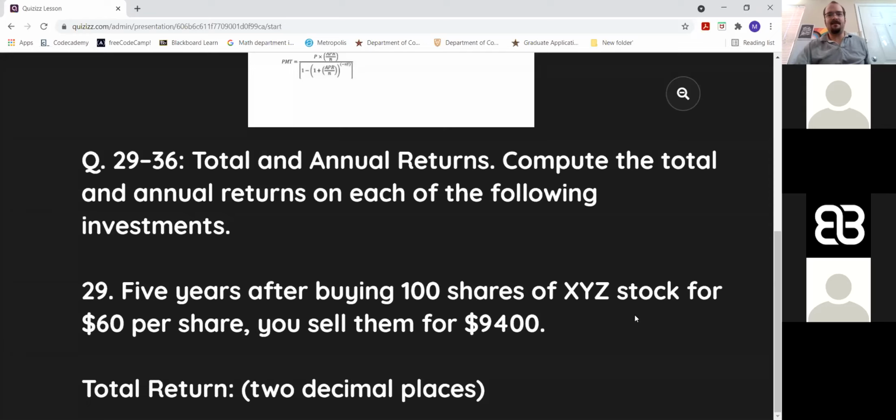And we want to round that to 2 decimal places. So make it a percentage. Round it to 2 decimal places. Put your percent sign. So this one I hope takes you like 1 minute at most.